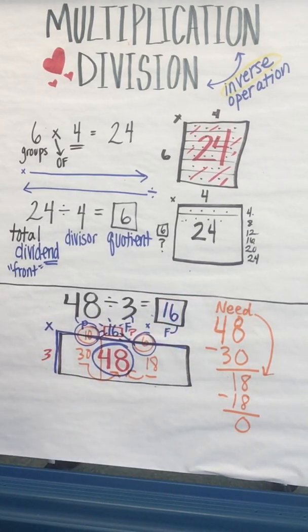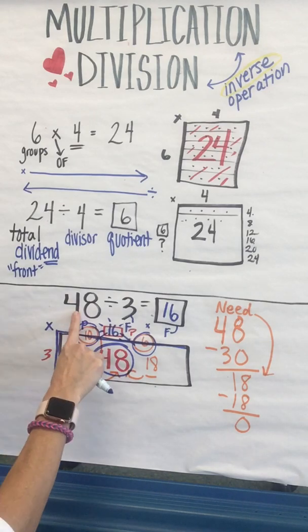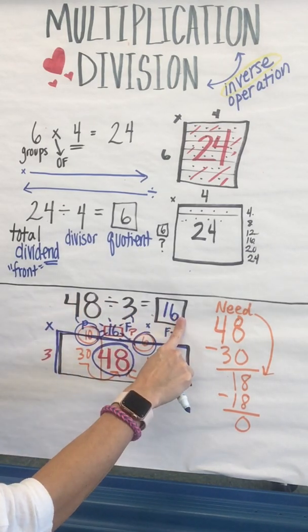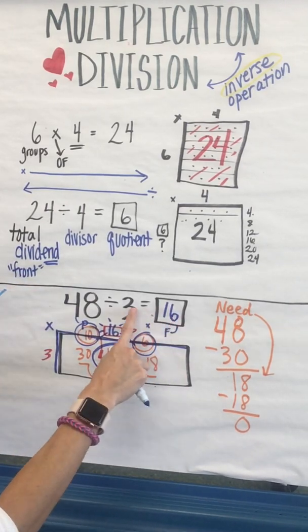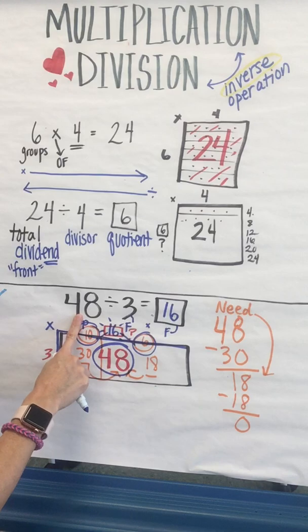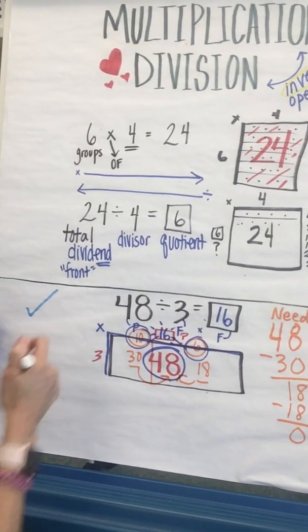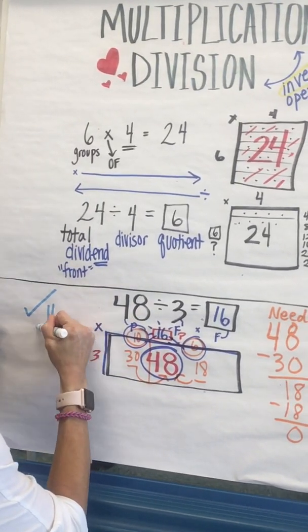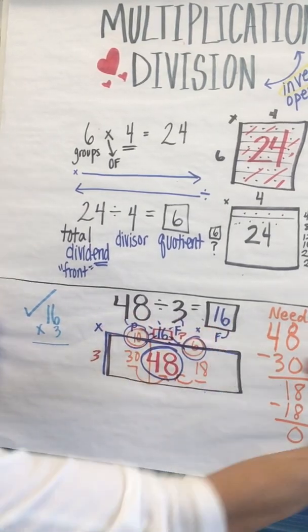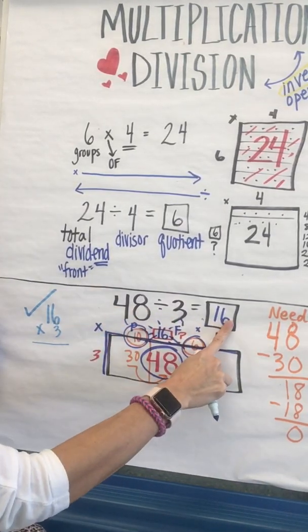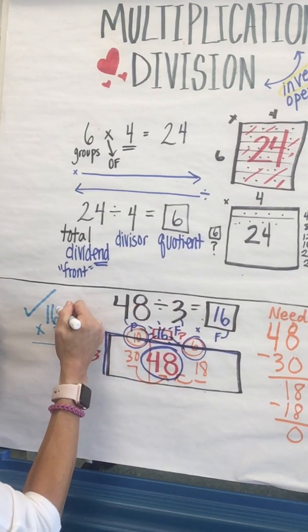Okay, we have been using standard algorithm, so if you feel the need to go ahead and check with multiplication, how can I check this with multiplication? Okay, check your work. Well, 16 times 3 better equal 48. I don't know, let's go ahead and check really quick. So 16 times 3. I'm using the opposite. Instead of using division, I'm using multiplication. 16 times 3, gosh, I hope this works.